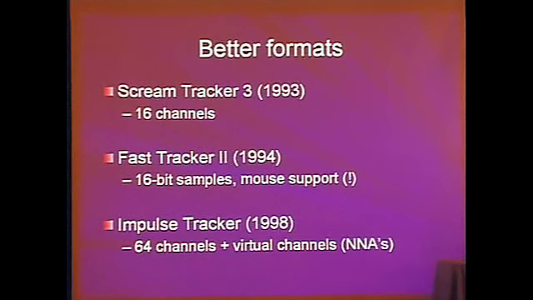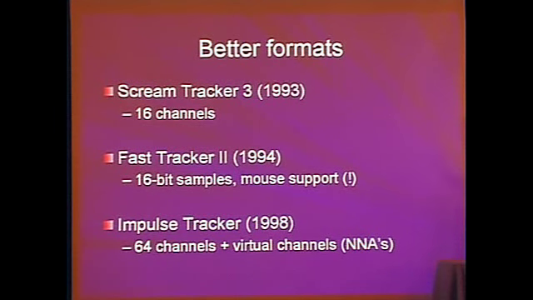This also led to some better formats. We got Scream Tracker 3 from the famous Future Crew in 1993. This was a 16-channel tracker. Fast Tracker 2, a similar kind of program with actual 16-bit samples and mouse support. This is before the Windows days, really.